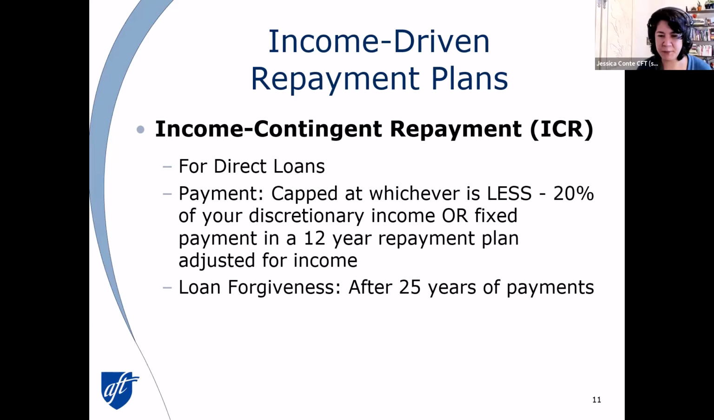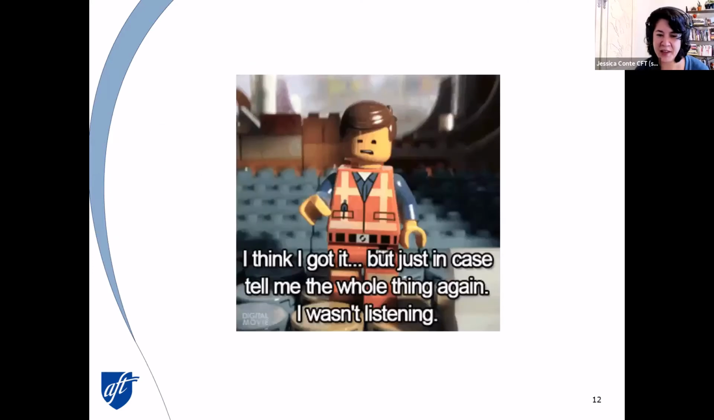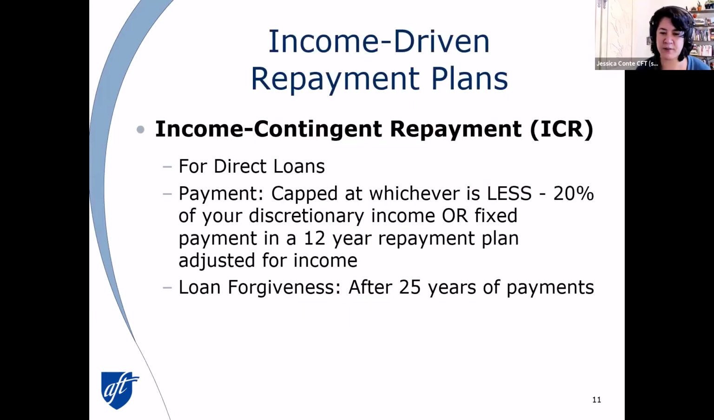So this is just an important note. When we discuss discretionary income, income contingent repayment calculates discretionary income differently than other income-driven repayment plans. It subtracts only 100% of the federal poverty guideline for your family size from your adjusted gross income to figure out your discretionary income. So this means that more of your money is on the table for your loan payments.